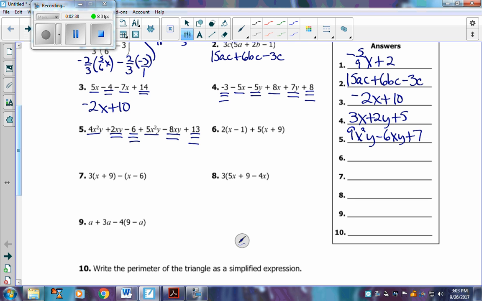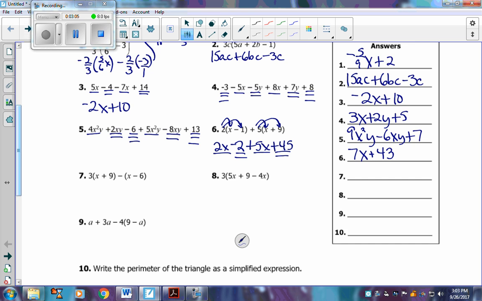Number 6, I need to distribute the 2. 2 times x is 2x. 2 times negative 1 is negative 2. And then distribute the 5. 5 times x is 5x. 5 times 9 is 45. Now combine your like terms. 2x plus 5x gives you 7x. Negative 2 and positive 45 give you positive 43.